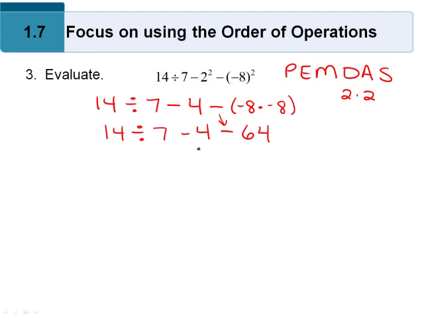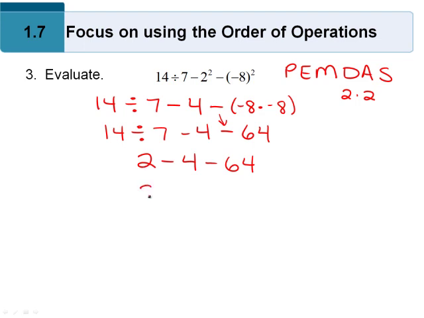Now we have division and subtraction. So the next step would be to divide. So 14 divided by 7 is 2. We bring down minus 4 minus 64. So now all you're left with is subtraction. So what I would do is go through and do keep, change, opposite with both of those subtraction signs.